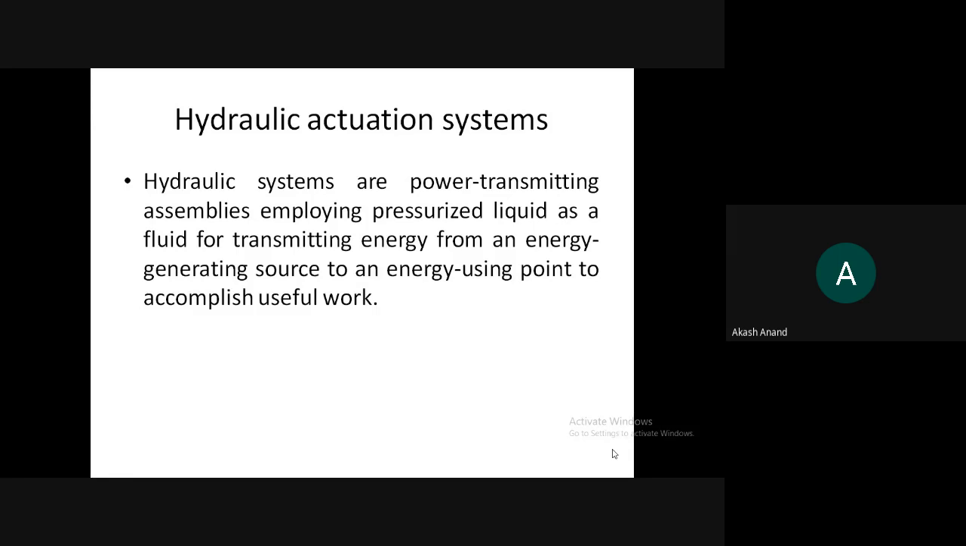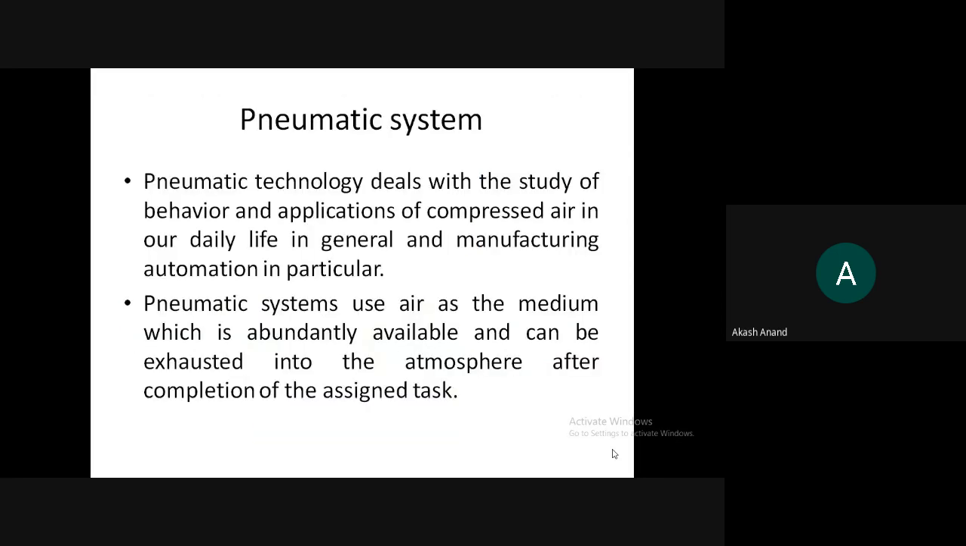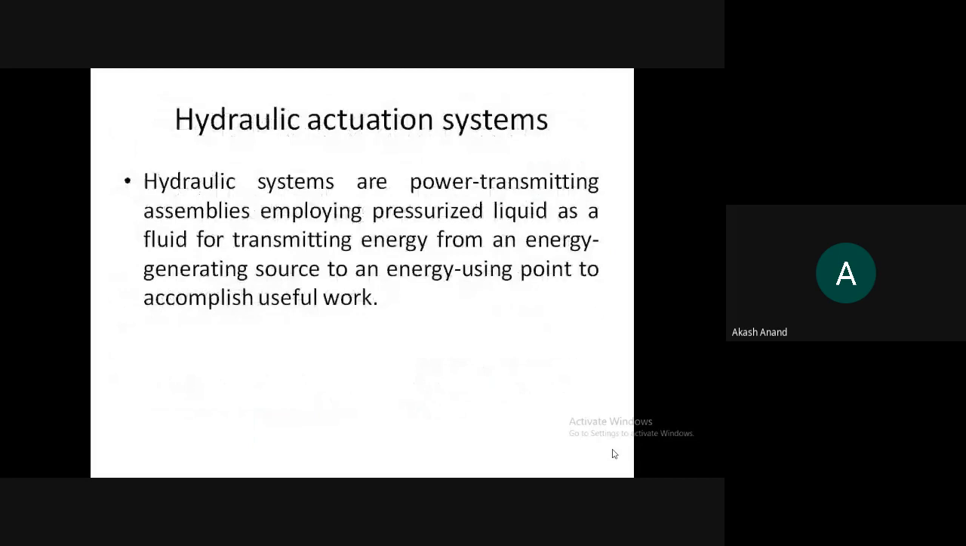Okay. So, hydraulic systems are power transmission assemblies employed using a pressurized liquid as a fluid. This is used for transmitting energy from one point to another point and for accomplishing useful work with the help of pressurized liquid. Either we can take water or some type of oil as working fluid here. In a pneumatic system, compressed air was the working fluid, and in a hydraulic system, we are only concerned about liquids, generally specialized liquid.